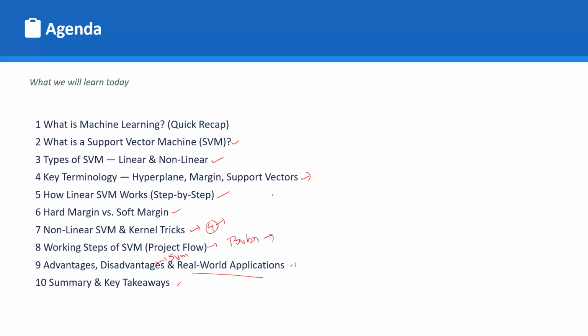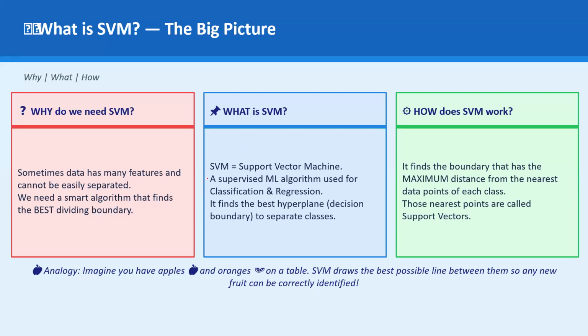Let's see. Before going to that, let's see what machine learning means itself. People are already trying to train a machine with experience or existing data to make predictions. That's machine learning, and the support vector machine is one of the machine learning algorithms.